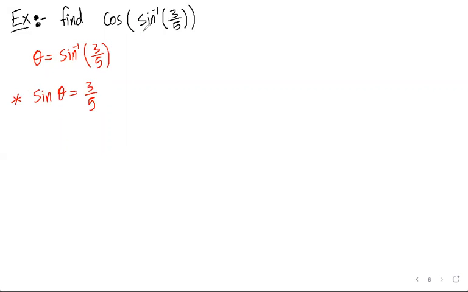So first, let this thing here be theta. Theta equals the sine inverse of 3/5. Take the sine for both sides, I get sine of theta equals 3/5. Now I go to graph a triangle. This triangle will help me to solve this question. So the angle is theta, like here. The sine of theta is 3/5.